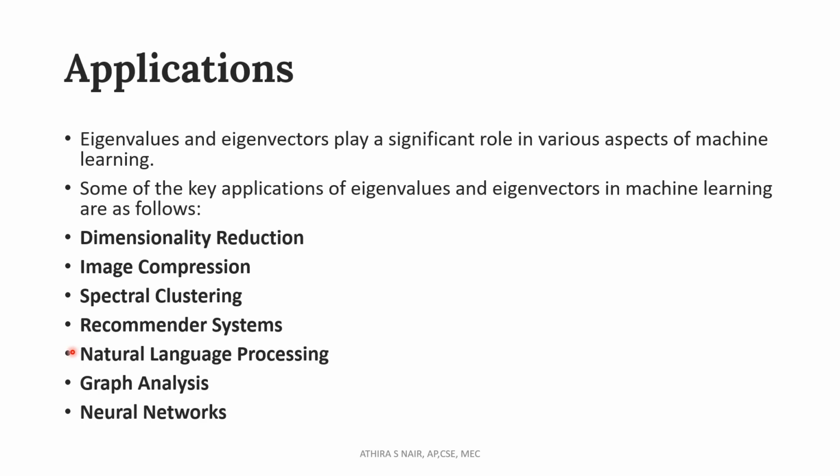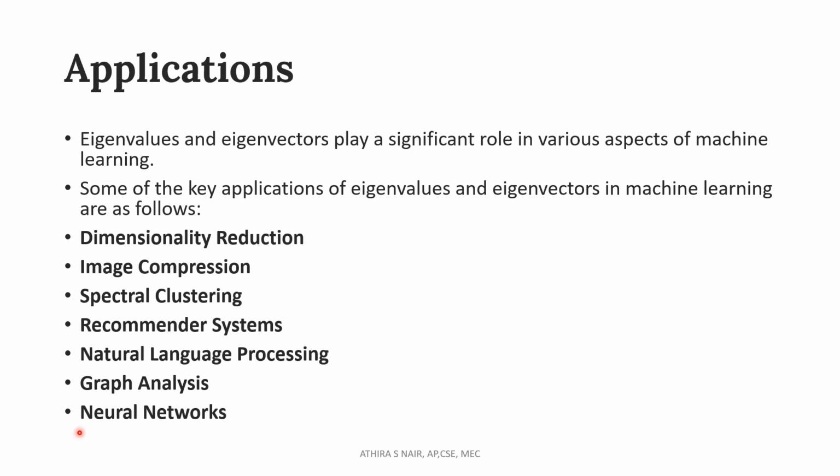In natural language processing tasks like topic modeling or latent semantic analysis, eigenvectors can be used to identify latent topics or dimensions in the text data, making it easier to discover underlying structures and patterns. In graph-based machine learning algorithms, eigenvectors are used to calculate centrality measures such as PageRank in web graph analysis, which helps to rank web pages based on their importance.